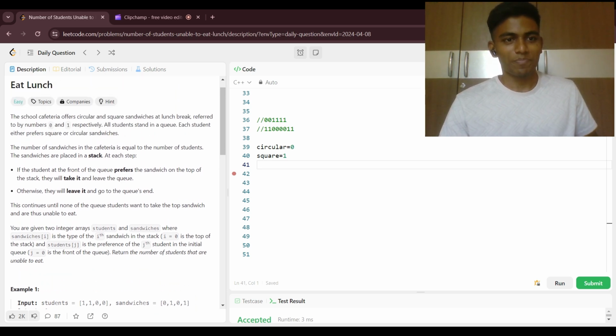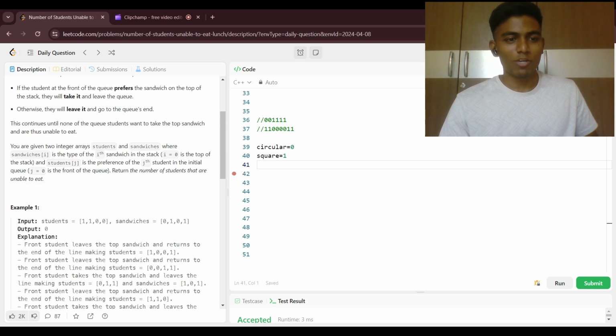Suppose let's say we are given two different things. One is the students, who will be queued in the line, and then the sandwiches are like one on top of the other. Suppose let's say we have 1. That means we have a square sandwich at the bottom, and on top of this there is a circular sandwich, and then a square sandwich, and then a circular sandwich.